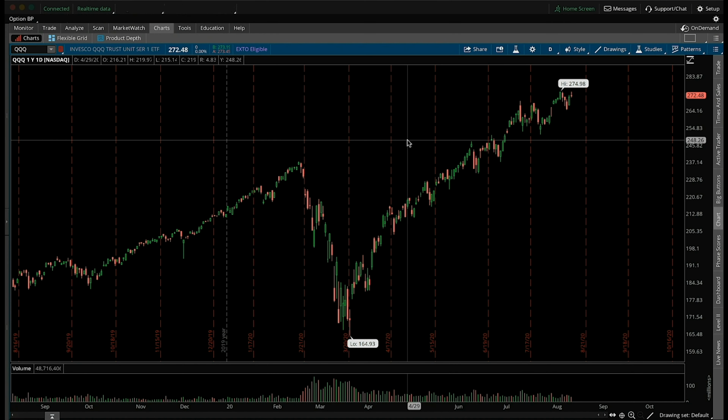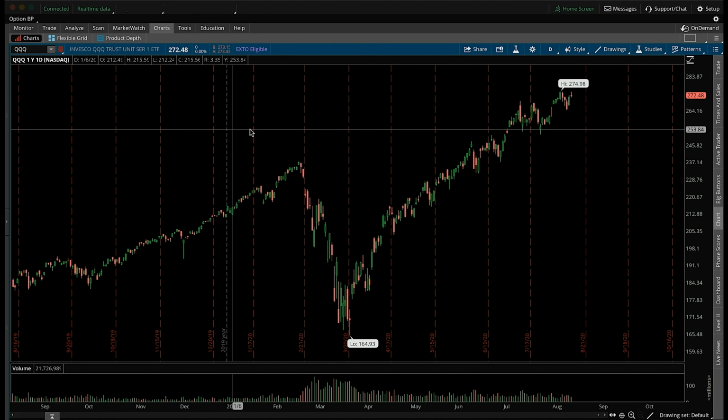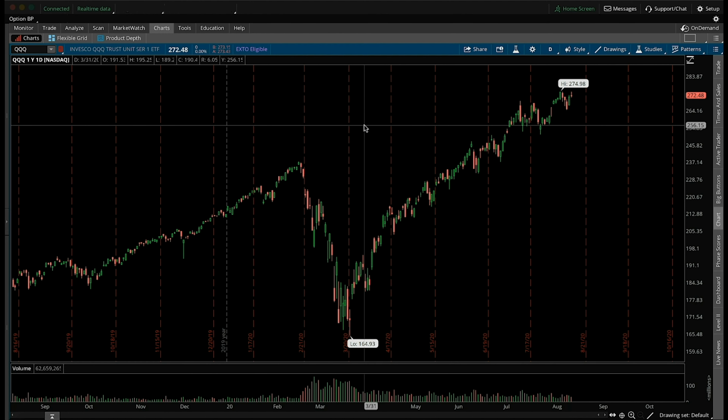Okay, so this is the Thinkorswim platform from TD Ameritrade. Now, your software is going to be very similar to this. Most of the platforms out there do have all the same functionality, but I like to use Thinkorswim just because it does look pretty nice on the videos.